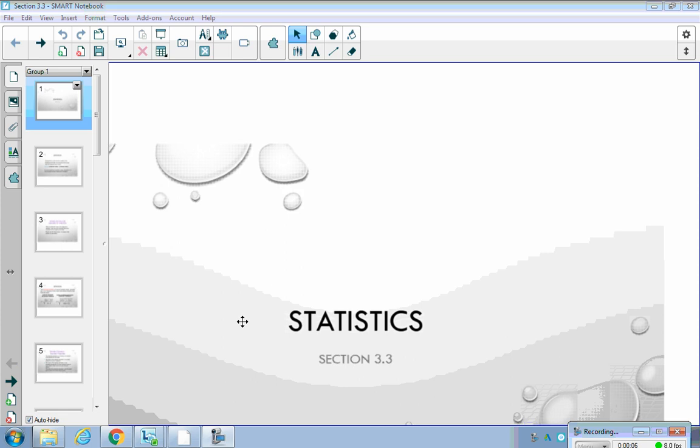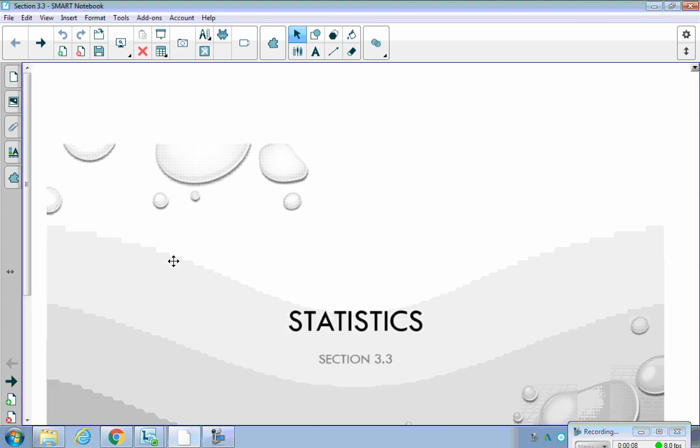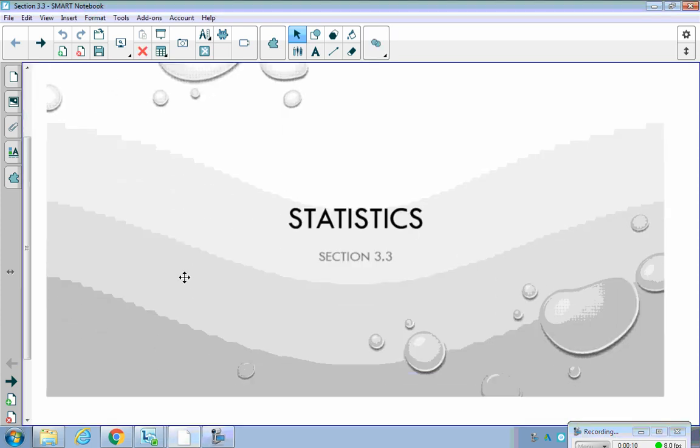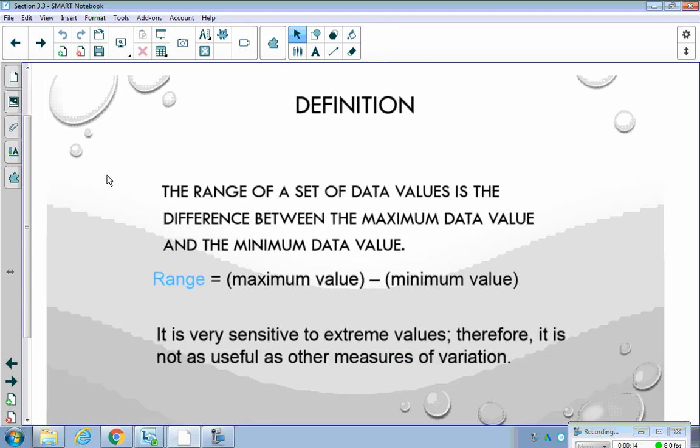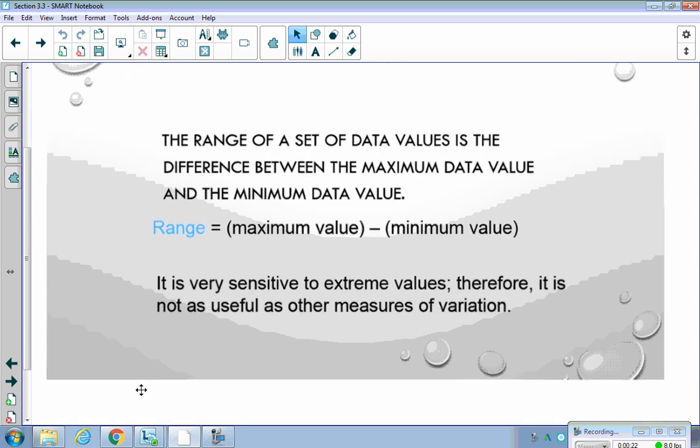Interesting. Okay, so today we are working on section 3.3. We are going to be working on different measures of variation. The first one is the range, and that's the simplest. The range is simply the difference between the highest and the lowest value in my data.